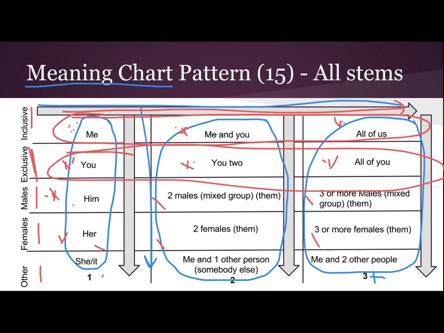And the last one kind of doesn't really follow a pattern, but she or it, and then we have me and one other person, and me and 2 or more other people. So those meanings, and I know I kind of wrote all over that, it's good to notice the patterns though. All of those meanings are going to apply to the A-stem subjective and the A-stem objective, and we'll have some practice at the end of this writing those out.